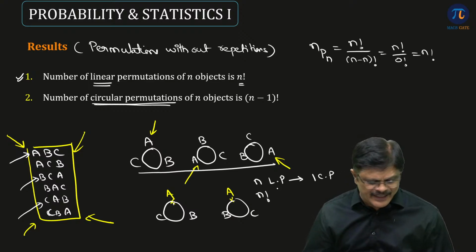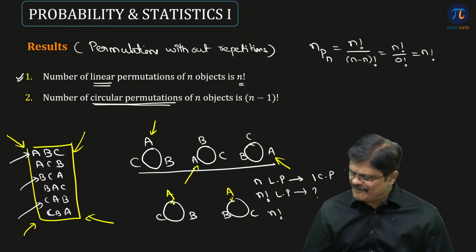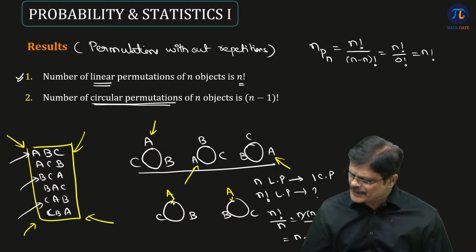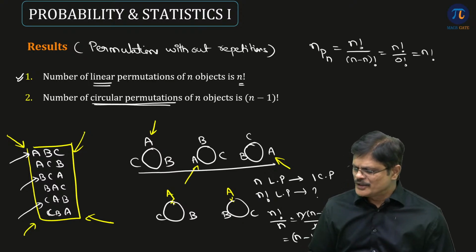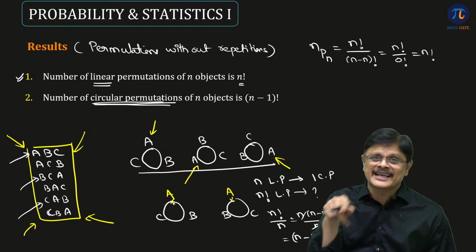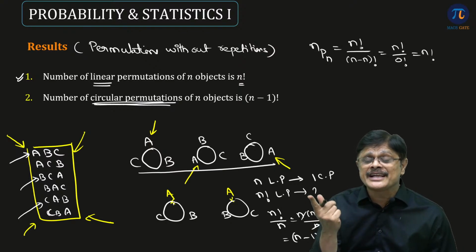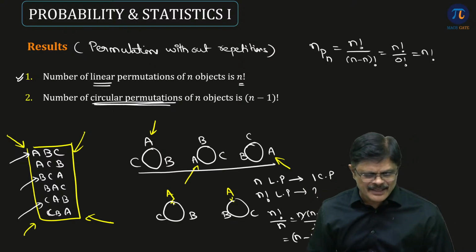Therefore, n factorial linear permutations give how many circular permutations? n factorial into 1 by n. What is n factorial? It can be written as n into n minus 1 factorial upon n. This n gets cancelled, you are going to get n minus 1 factorial. So because of that, when you arrange the objects in a circle, the number of arrangements is not n factorial, it is n minus 1 factorial.